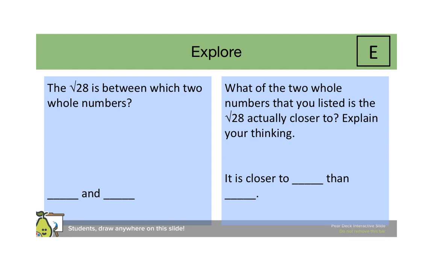So square root of 28 is between 5 and 6. And you want to think about which one is closer now. And so you can say it is closer to 5 than 6. So if students are using a calculator, they can see that square root of 28 is 5.2915026, and so on and so forth. And so on a number line, that would be closer to 5 than it would be to 6.